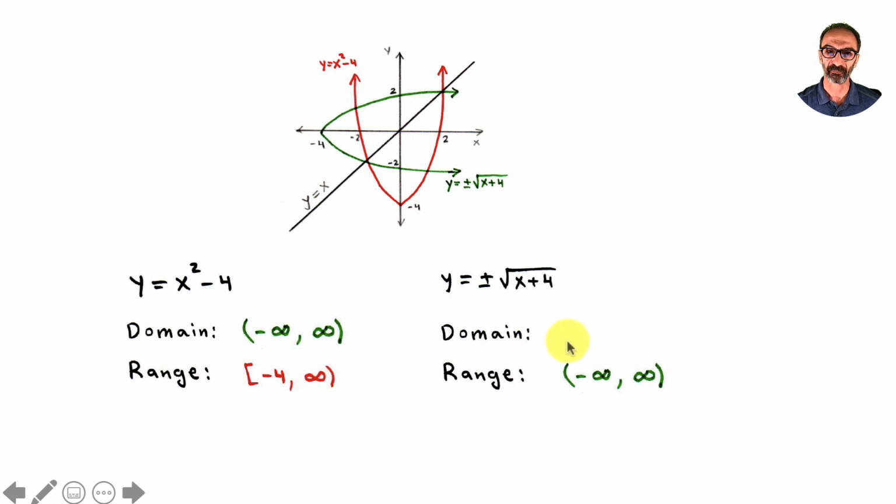Let's take a look. Here's the graph, which is plus minus square root of x plus 4. We need the domain. The domain is x. Starts right here and goes all the way to the right. So it's going to be the same thing. From -4 all the way to infinity, including -4.